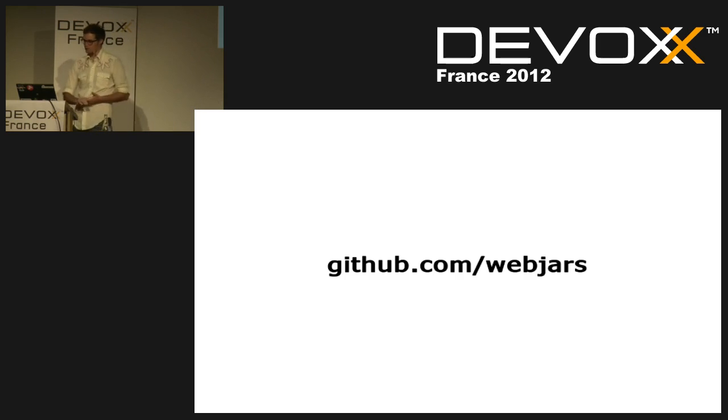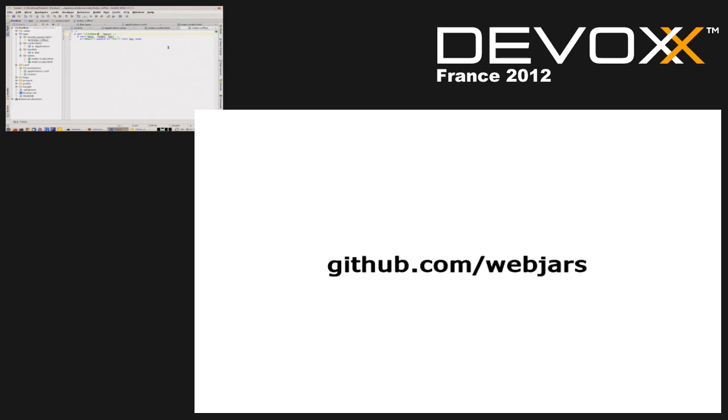So this is called Webjars. It's on GitHub. Right now it's just Bootstrap and jQuery. So if I wanted to, by default, my jQuery is getting pulled in as a static asset in my source tree.